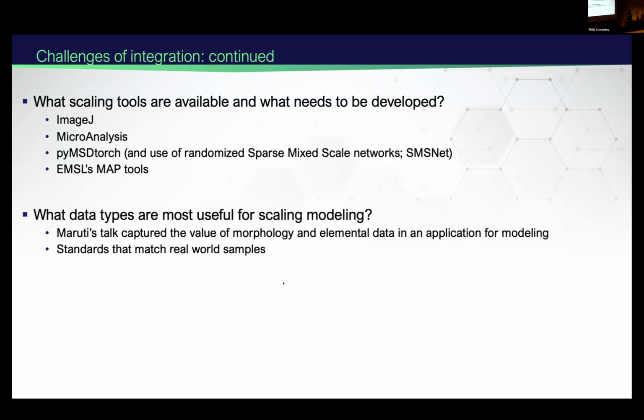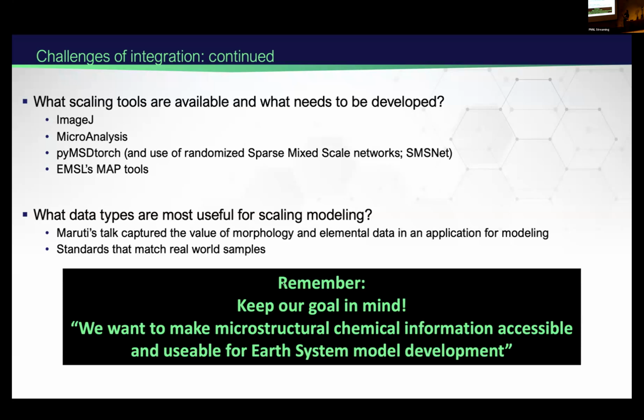And then what types of data are most useful for scaling models? Well, again, you want to ask, what are you looking for? And I think Maruti's talk really captured a lot of the value of using morphology and elemental data and its application for doing the modeling, and some of the Porta network stuff as well. And then we want standards that match real world samples, right? Or what we're actually sampling. But we got to keep in mind, all these questions are addressing this main goal: we want to make microstructural chemical information accessible and usable for Earth systems model development.